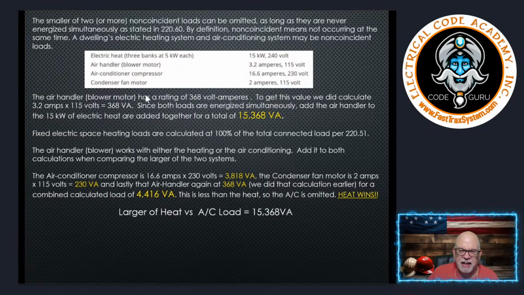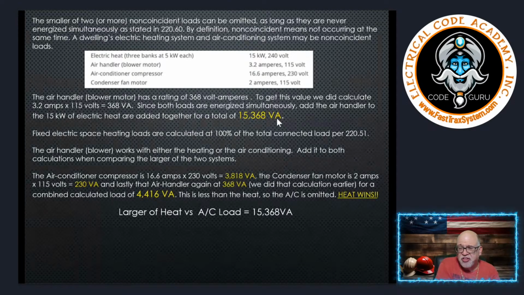So you can see that right here. We already done that, okay? Now, we did that 3.2 times 115. Okay, now that load is going to be on regardless of whether heat or AC. So since we're looking at the heat, we take that 15,000 and we add that 368 to it. So simple, our heating load is 15,368.